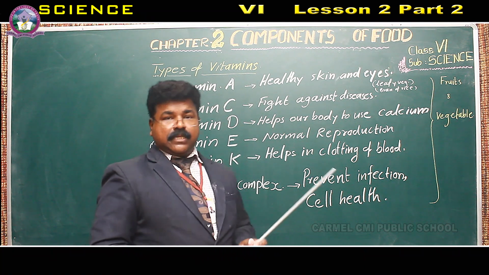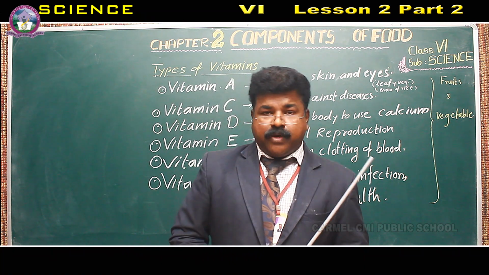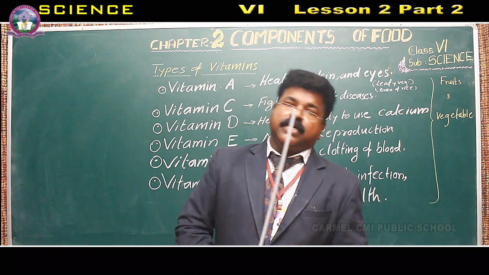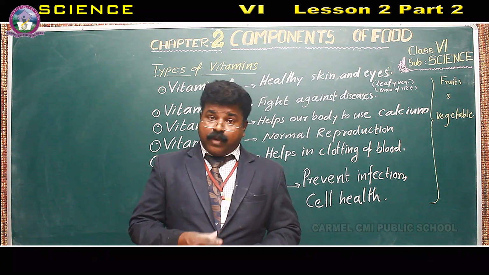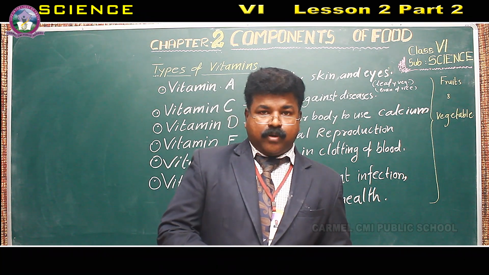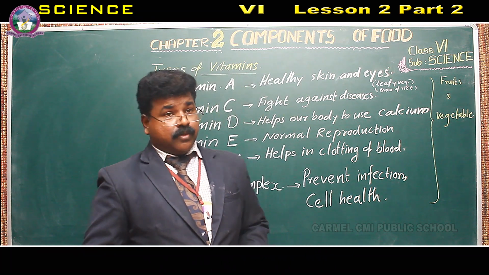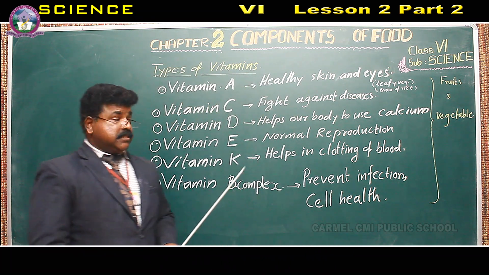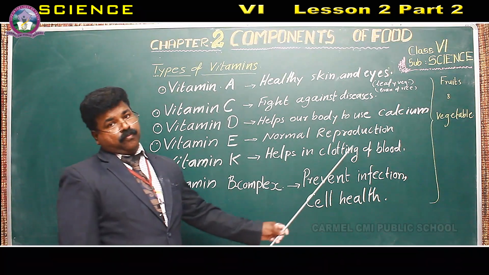Suppose any person is lacking enough vitamin K in his body, what can happen? Whenever there is an injury, bleeding may continue, and more blood will be lost from his body. So the main function of vitamin K is that it helps in clotting of blood.